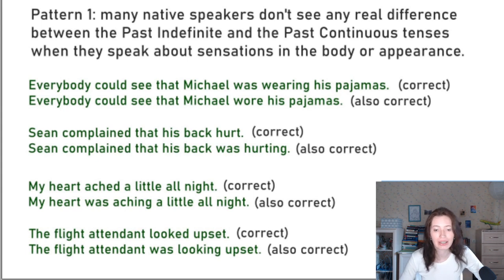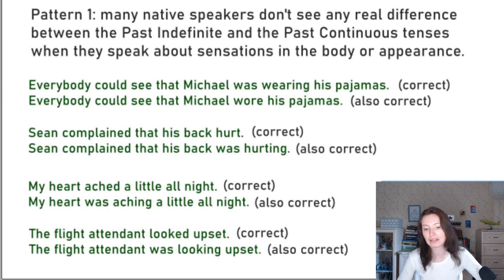Of course, if we're being very grammatically correct, if we are trying to use everything in written speech very correctly, we would make a difference between these 2 sentences, because Sean complained that his back hurt means that his back hurts a lot, right? It's a general condition for his back. But if Sean complained that his back was hurting, that would mean that at the moment when he is complaining, his back is hurting.